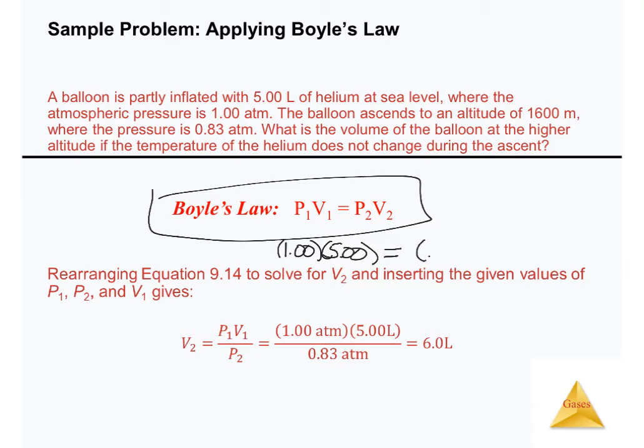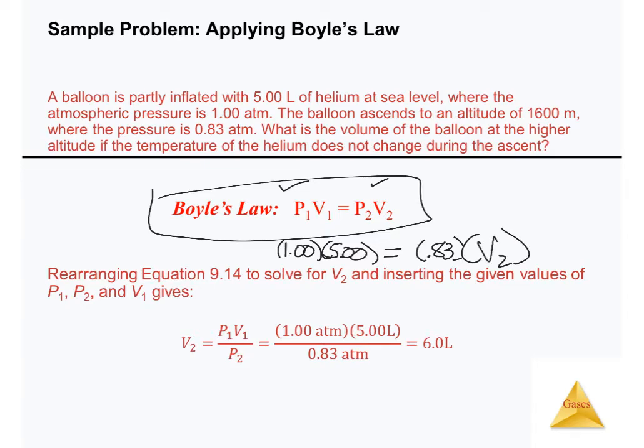P2 is 0.83 atmospheres. Also make sure that your units on both sides of the equation match. Some problems will give atmosphere for P1 and millimeters of mercury for P2, so just be careful of that. And then V2 is what we're solving for.